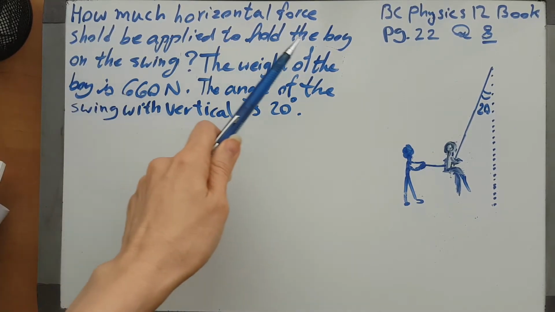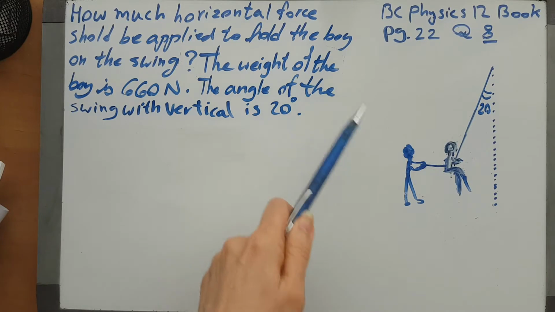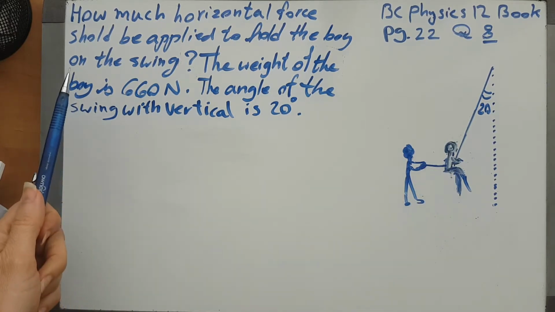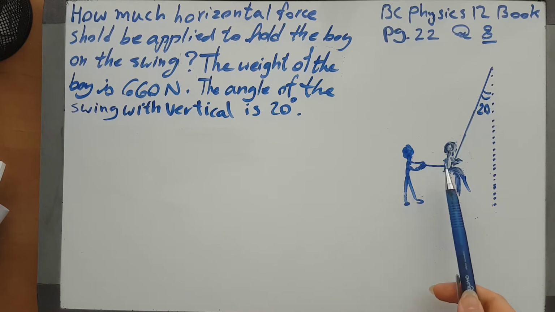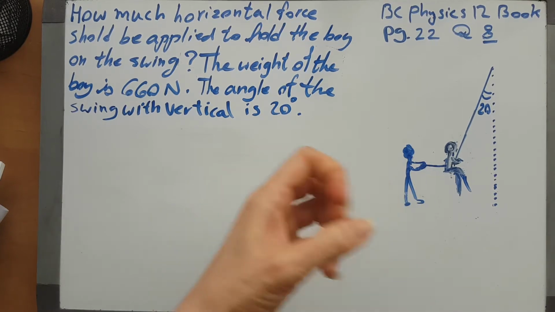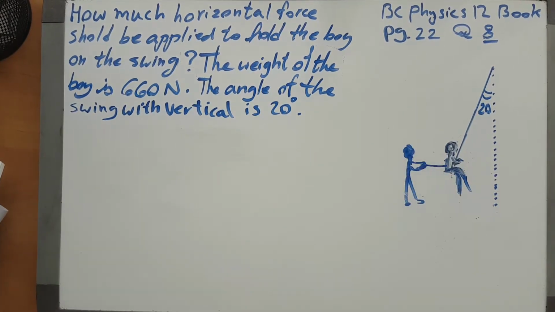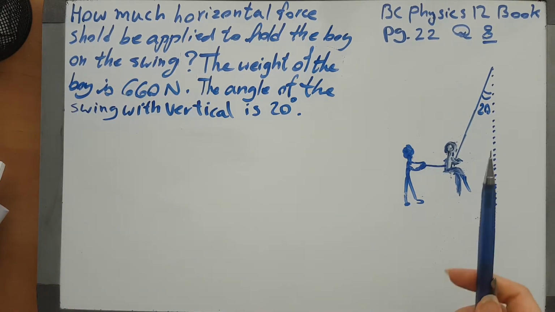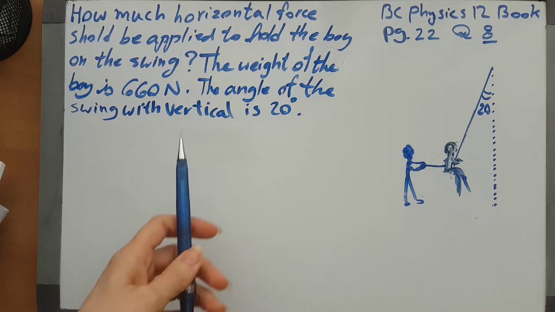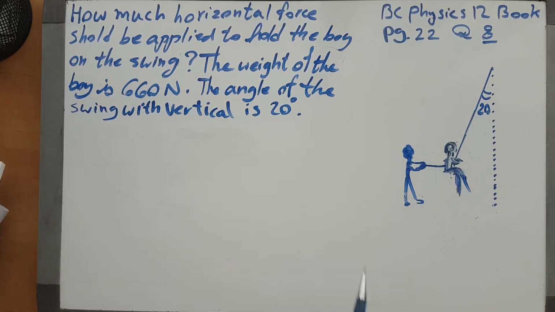How much horizontal force should be applied to hold this boy on the swing? Of course, this boy should apply this horizontal force by trying to hold it. And the weight of the boy is 660, and the angle of the swing with the vertical is 20, as we can see in here.